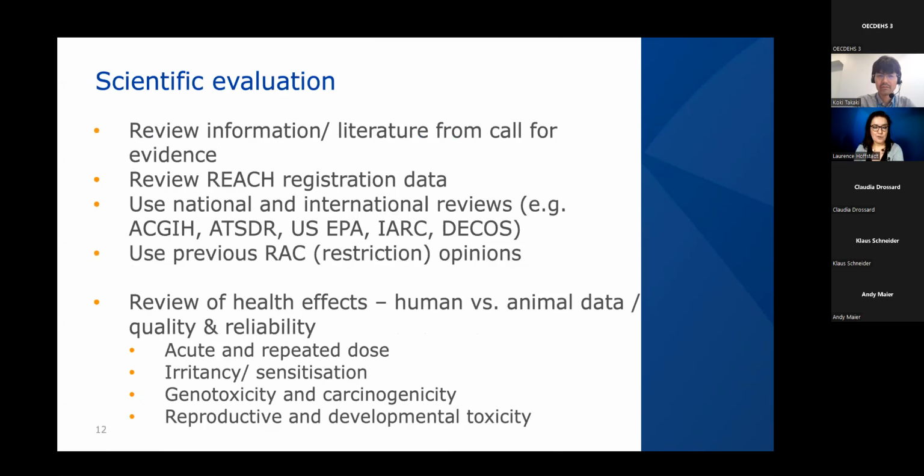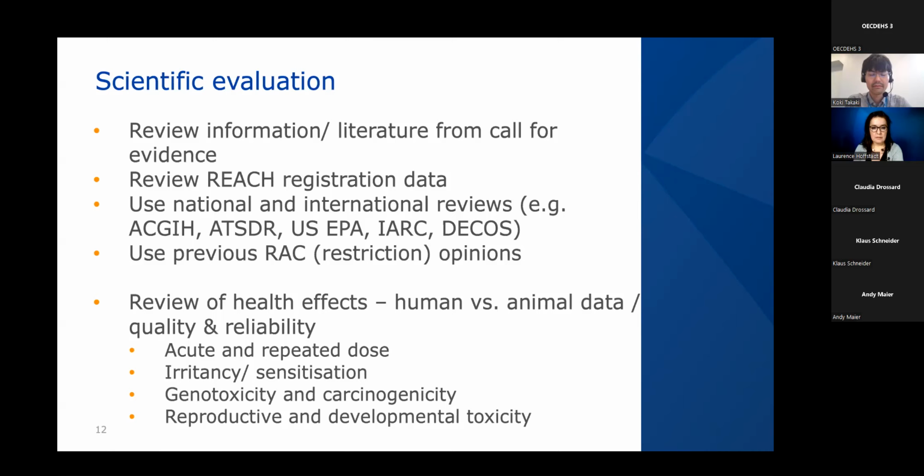And of course, there is also the scientific evaluation. So from all the information collected, but also from the information on registered substances, we start assessing the points of departure. We also use information from the national and international reviews, as was previously mentioned. And we use information possibly also from previous RAC opinions, for example, adopted during the restriction process.